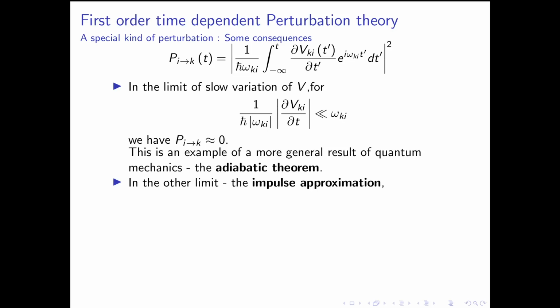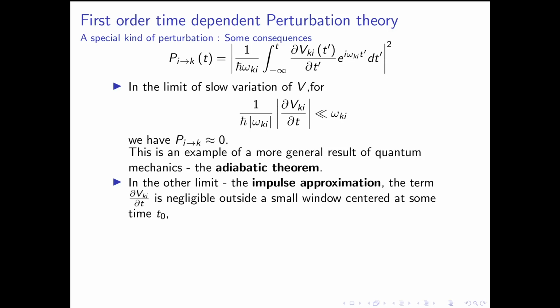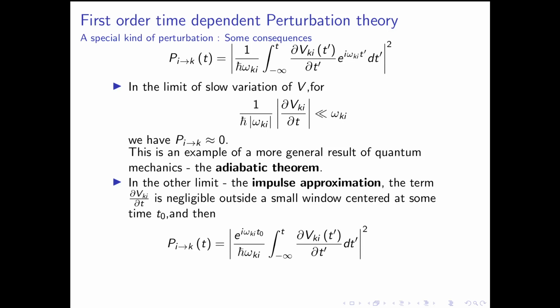Now, in the other limit, we can think of the impulse approximation, where V_ki suddenly jumps, or the perturbation suddenly jumps from 0 to its final value, V infinity, and this happens within a very short period of time. So what we are assuming is dV_ki/dt, this rate at which the perturbation changes, is negligible outside a small window centered at some time t0. And then what will happen is, as far as this integral is concerned, though the integral is from minus infinity to t, it is essentially going to have contributions only from that small window, and in that small window, the sinusoidal factor e to the i omega_ki t prime will not get to change much.